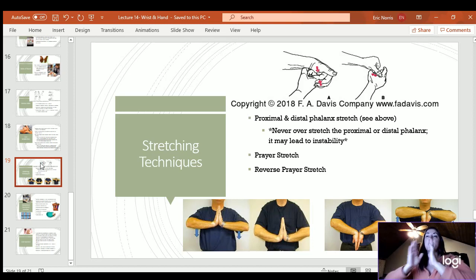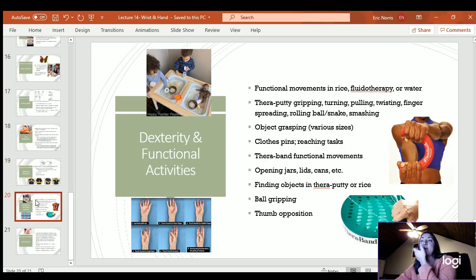And then we have a prayer stretch. Typically in the prayer stretch, the fingers are facing up, and in the reverse prayer stretch, they're facing down. With both of them, you're pushing the hands into each other to get that stretch throughout the forearm. And then our last part is the return to function stage, but the function of the finger requires fine motor dexterity. So doing functional activities to bring back that fine motor dexterity.